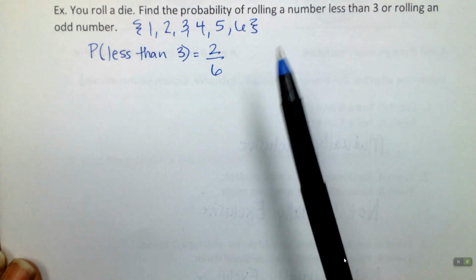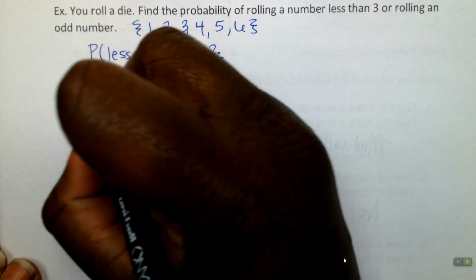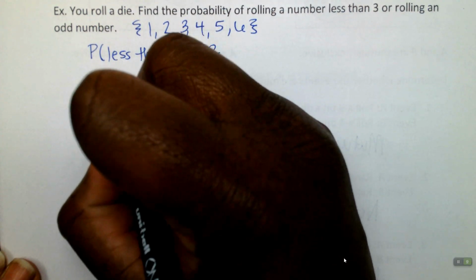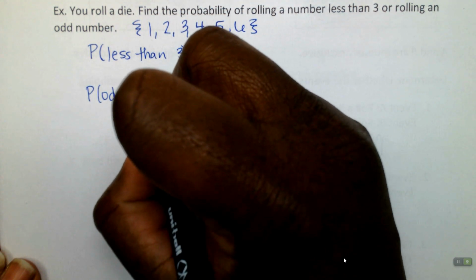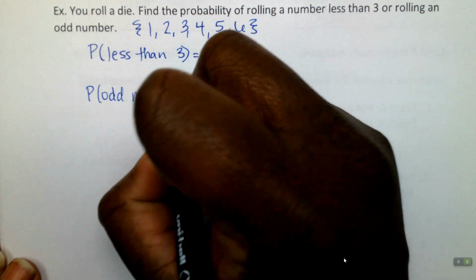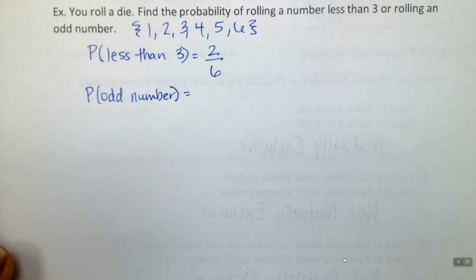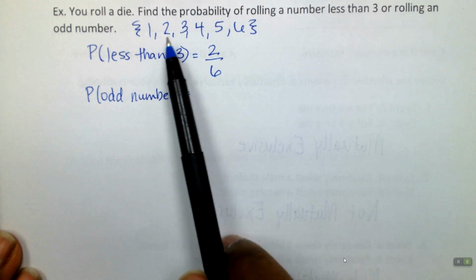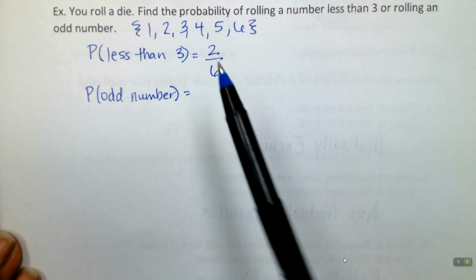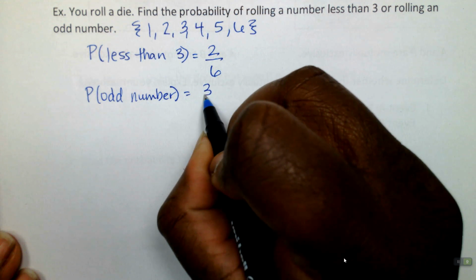There's my OR, so I know I'm going to be adding. Rolling an odd number. So how many odd numbers do we have when we are rolling a 6-sided die? Just 3. The 1, the 3, and the 5. So those are 3 numbers.